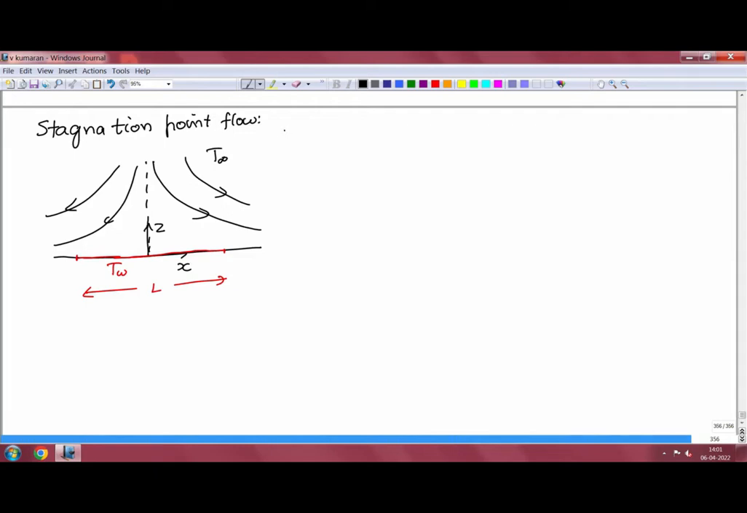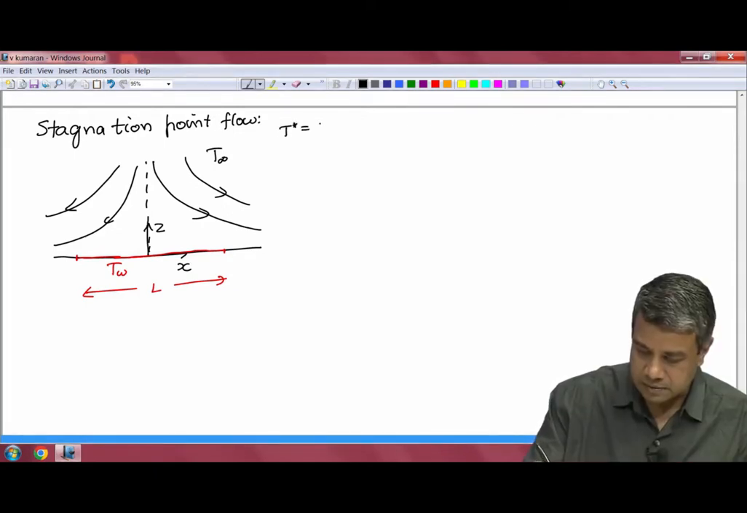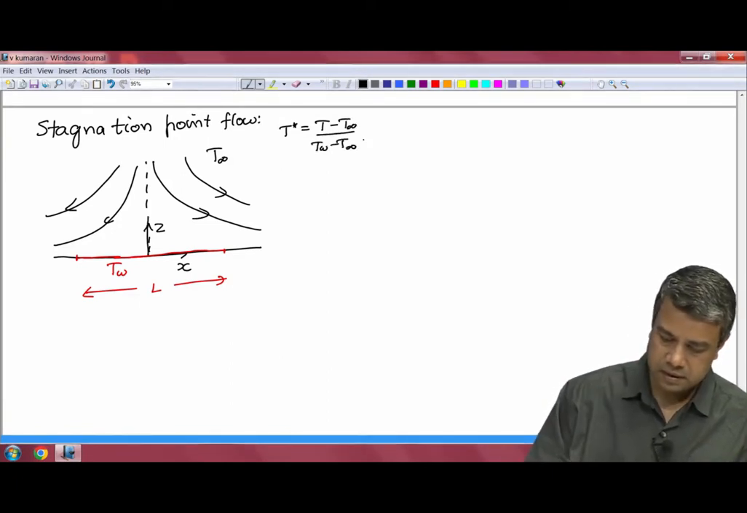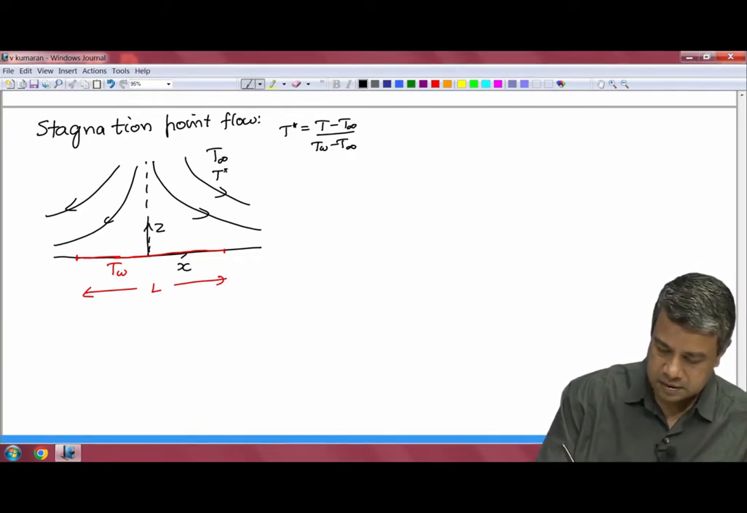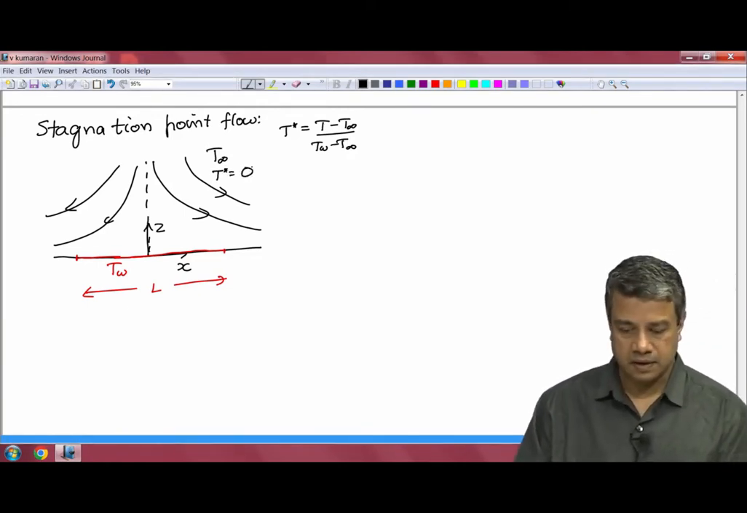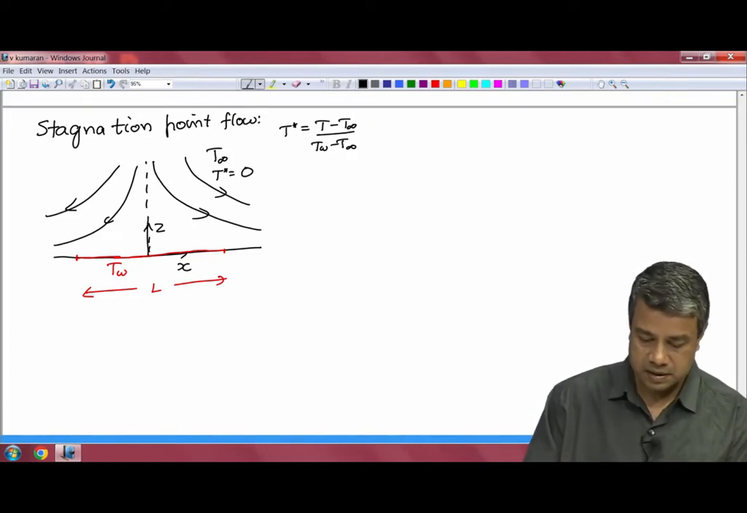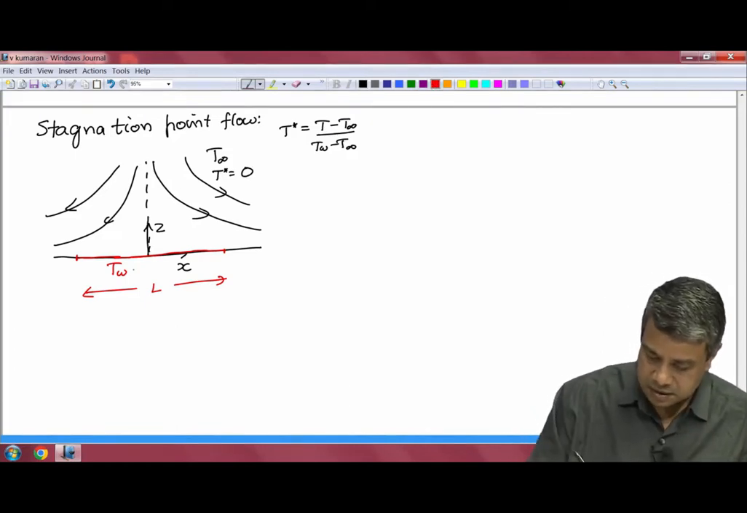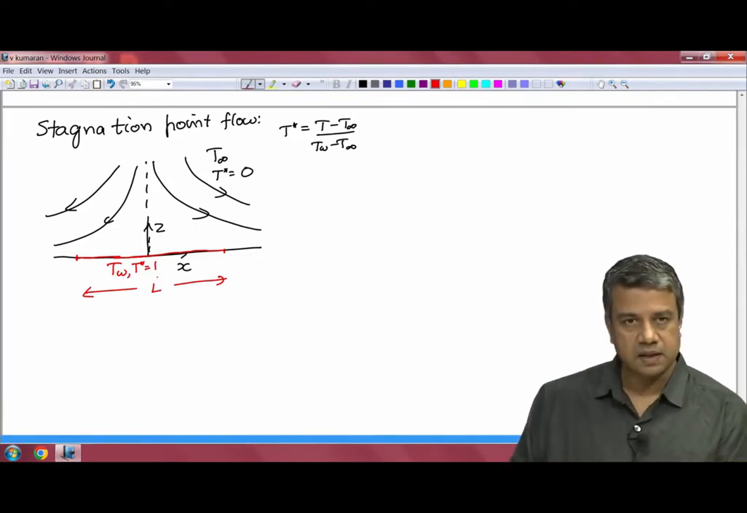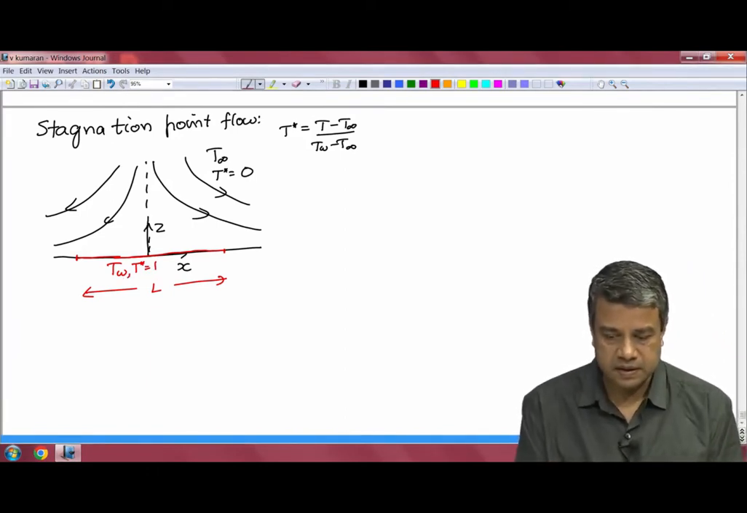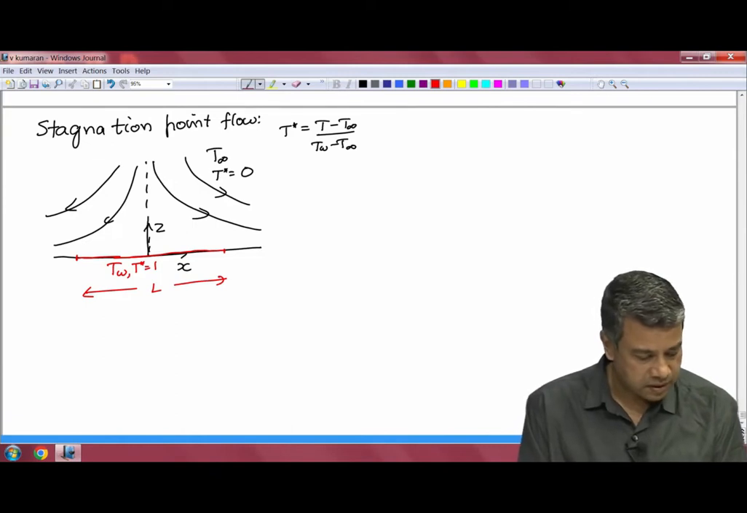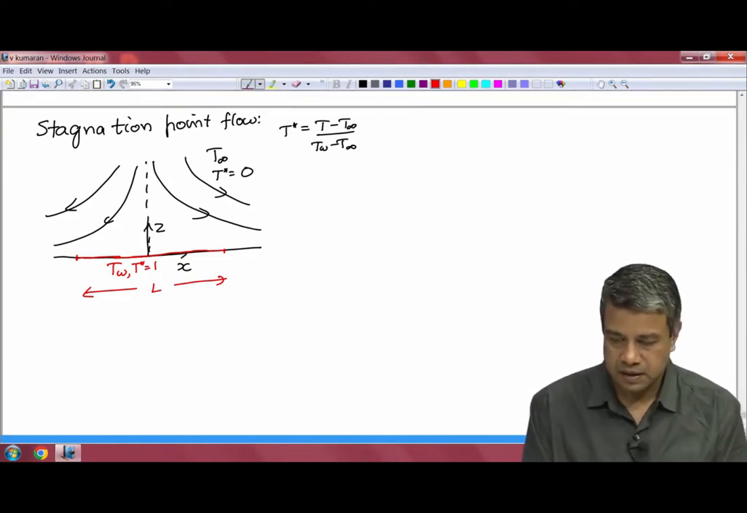We define the scaled temperature as T star is equal to (T minus T infinity) by (Tw minus T infinity). In that case, T star is equal to 0 far away as z becomes large, and T star is equal to 1 on the surface.